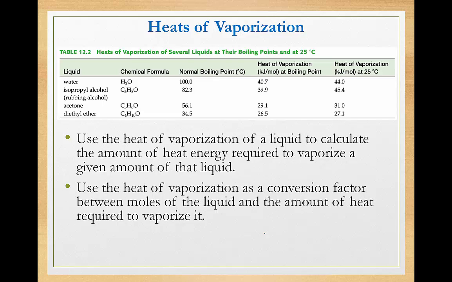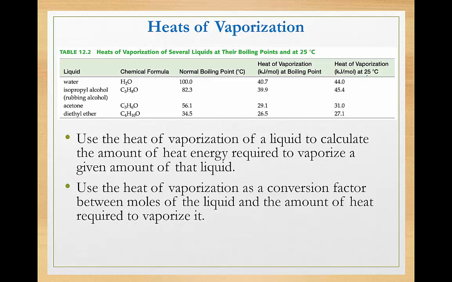Now in your book you have a table that shows some of the common heats of vaporization for a variety of common liquids: water, rubbing alcohol, acetone, and diethyl ether. And you can see, again, formulas. You'll see their normal boiling points. That's at room temperature, 1 atmosphere of pressure. Here are these heats of vaporization. So again, this is always going from liquid to gas, these positive values. If you're going from gas to liquid, make them negative. Okay. And now that's at their boiling point.